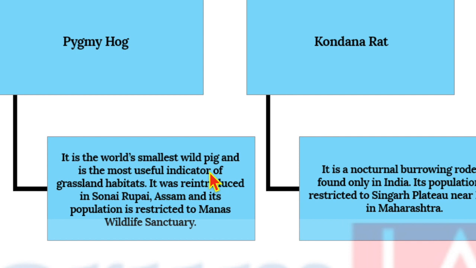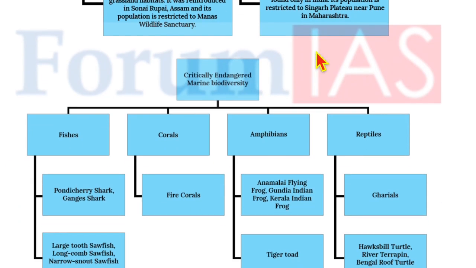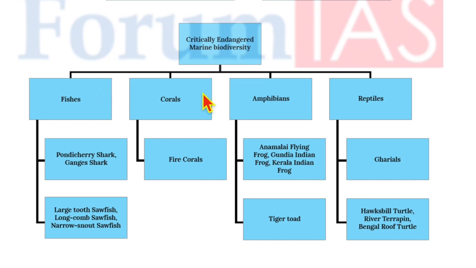So pygmy hawks are exclusively found in Manas Wildlife Sanctuary. Now, moving on to Kondana rats, it is a nocturnal burrowing rodent found only in India. Its population is restricted to Singar Plateau near Pune in Maharashtra. Now, moving on to critically endangered marine biodiversity, we have fishes, corals, amphibians, and reptiles.